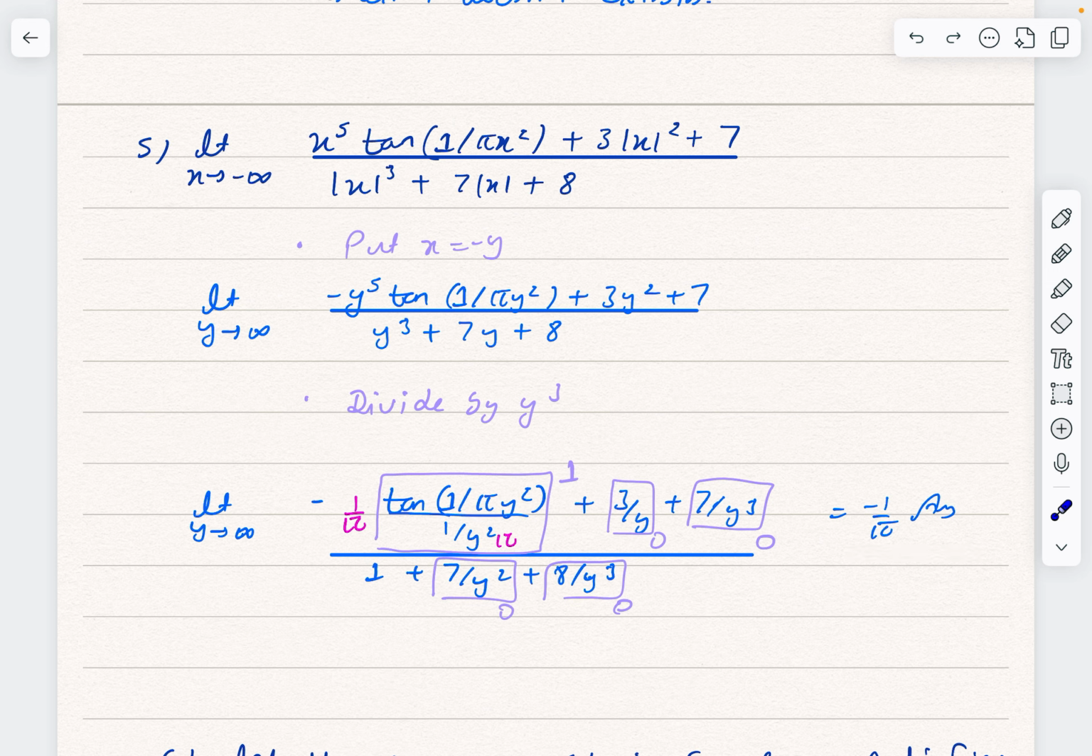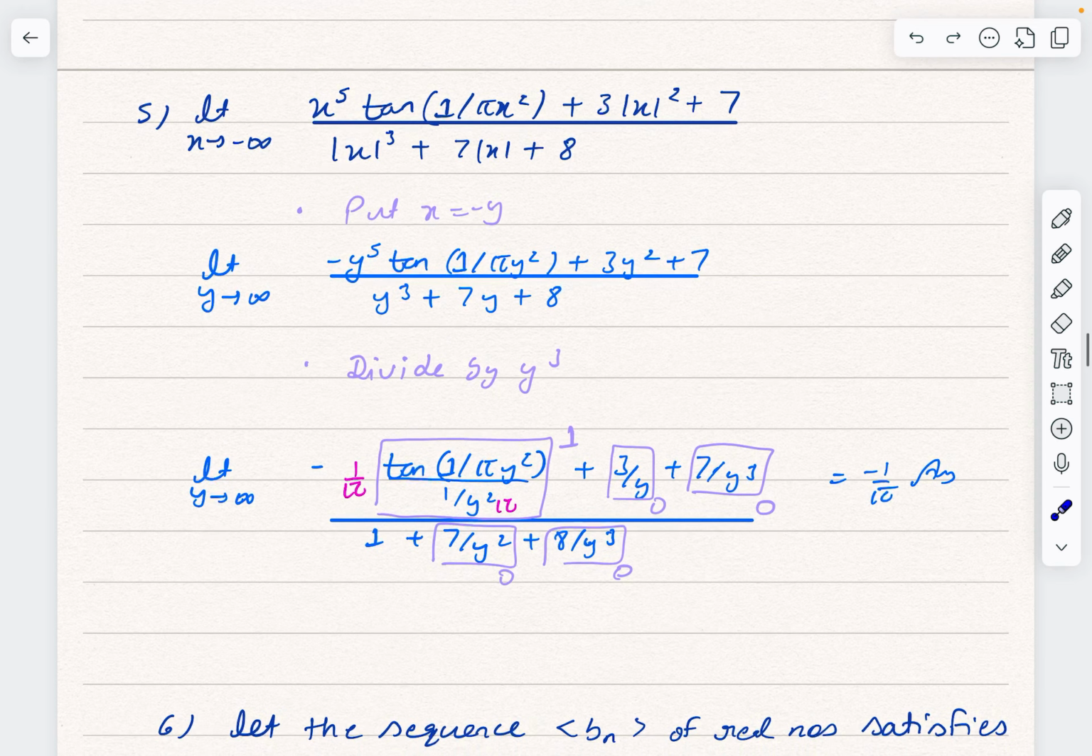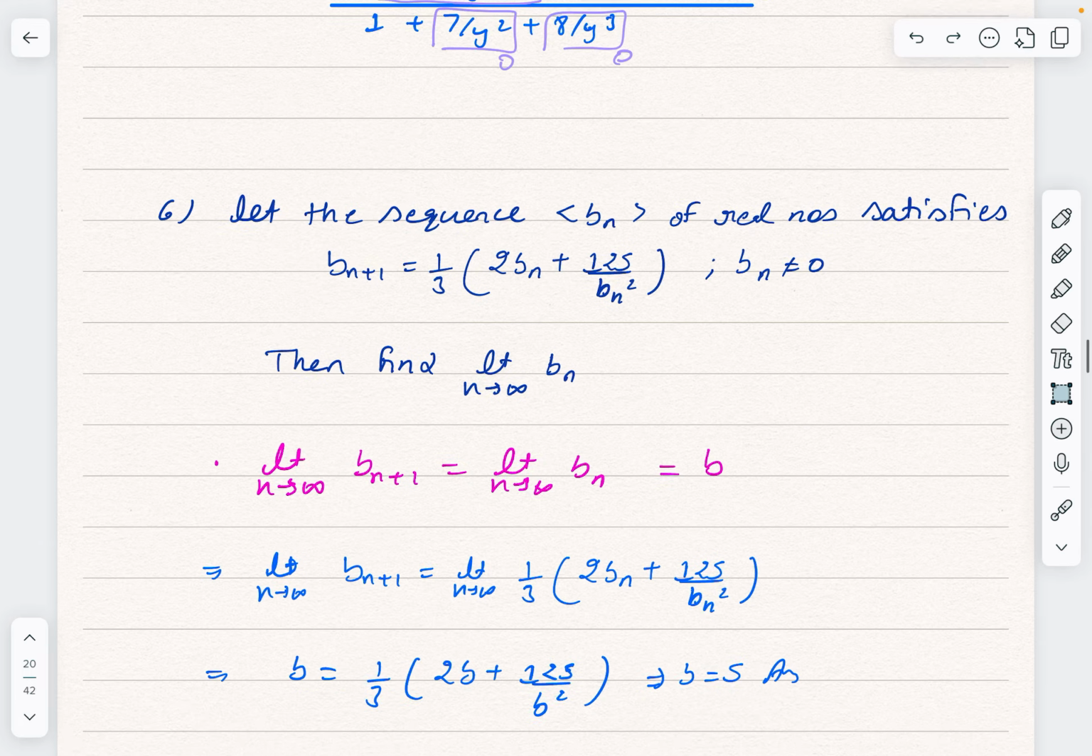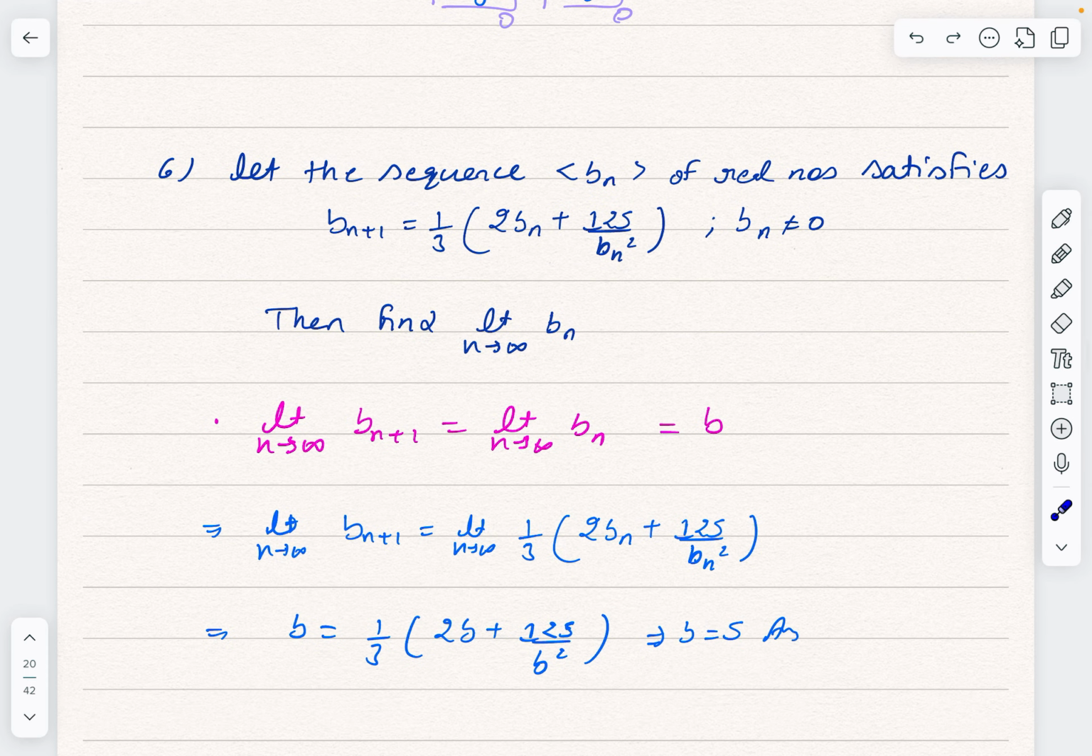I hope it is clear to all of you guys. Next. This next problem I'll discuss myself. This is some extra concept here. Let the sequence Bn of real numbers satisfy Bn plus 1 is 1 by 3 times (2 Bn plus 125 by Bn square), and Bn is not equal to 0. Find the value of limit n tends to infinity Bn.